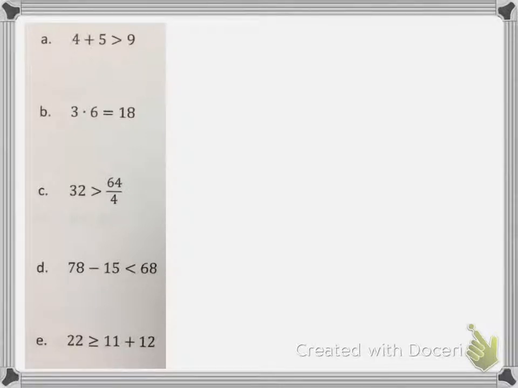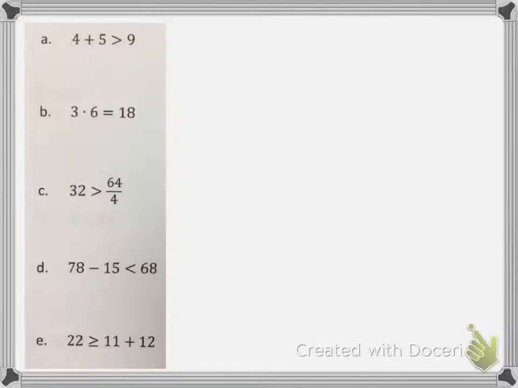Module 4, Lesson 24, we're going to talk about true and false number sentences again. We're going to start with just an opening exercise to help you remember what we did in Lesson 23. All I need to do here is say whether the statement is true or false. So I'm going to simplify to the point where I can tell whether they're a true or a false statement.